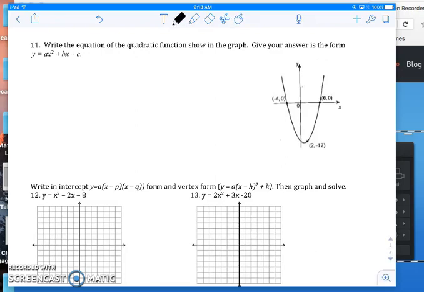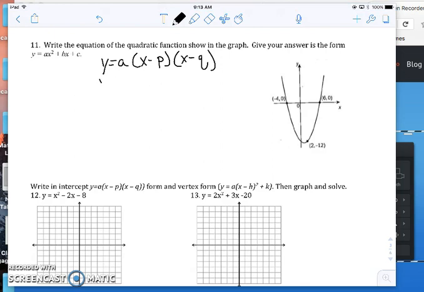So number 11 here, we're asked to write the quadratic equation and give it in standard form, but we're given the intercepts. So I'm going to write down intercept form. And then I'm going to start filling in the blanks. So y equals a. If it crosses at -4, x plus 4. If it crosses at 6, x minus 6. So we've used our intercepts, and now we need to find a, so we can plug in this other coordinate.